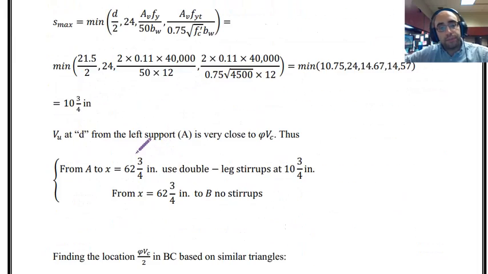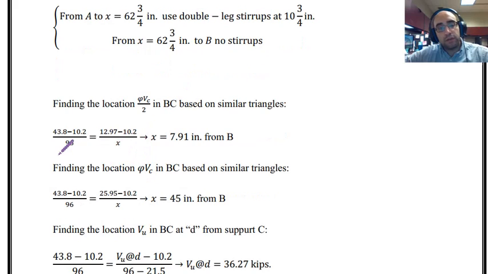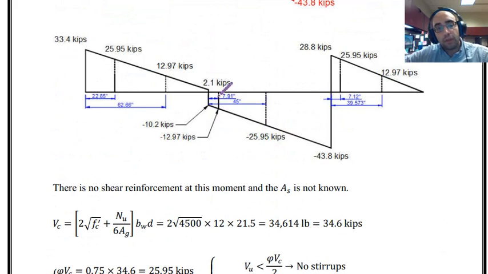Those are shown, as you can see, in BC over here. This is for the bigger triangle and this is for the smaller triangle, and based on this we can find the value of X, and that is 7.91. So phi Vc over 2 is located at 7.91 inches in this shear diagram. Or in other terms, at 7.91 inches from point B, the amount of shear load is equal to phi Vc over 2, right?